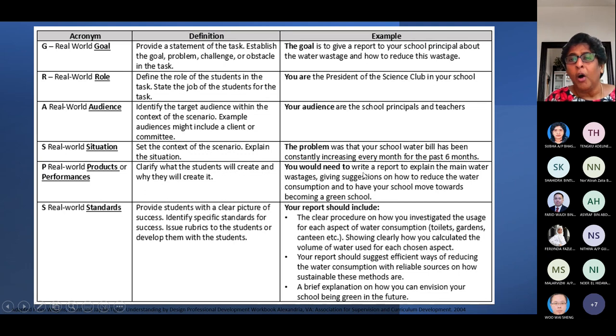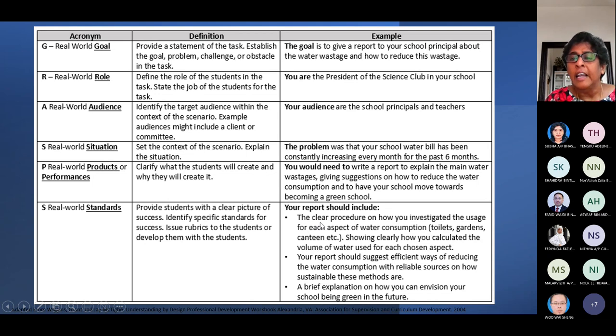You need to write a report to explain the main water wastage, give suggestions on how to reduce the water consumption, and have your school move towards becoming a green school. So this is what you need to have in your report. So what is your standard?